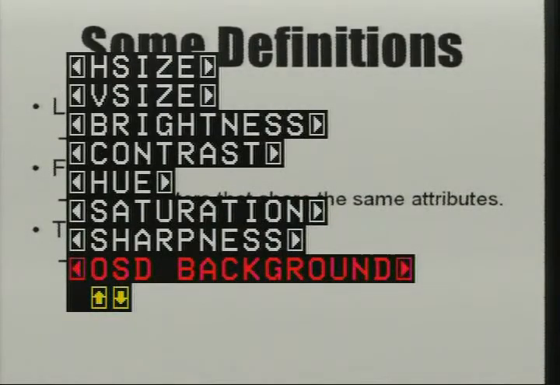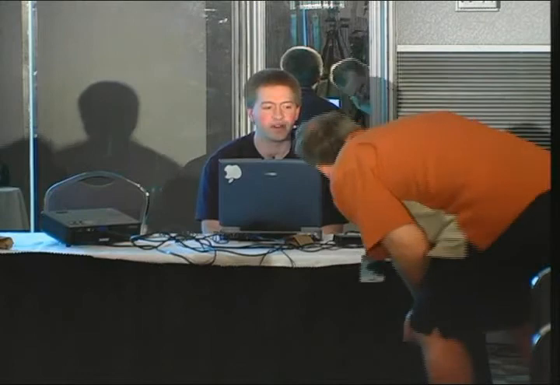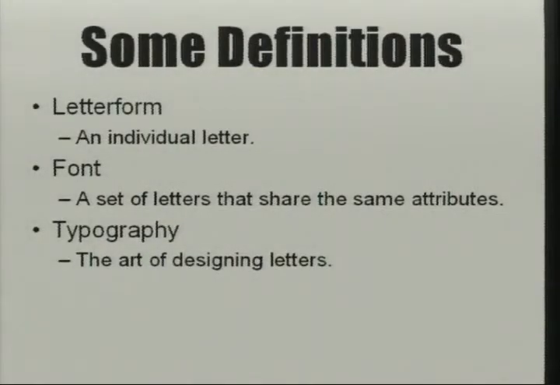Here, some definitions first for those people who might need them. These are different terminology that's going to be used. Letter form is actually just an individual letter, or something that claims to be a letter, and we'll get into that later on. Font is actually a set of letters that share the same attributes. So when you talk about a font family per se, a lot of times it'll include a bold or italic or something like that. But all the letters, uppercase and lowercase, if there's lowercase, all share the same attributes. They all look the same.